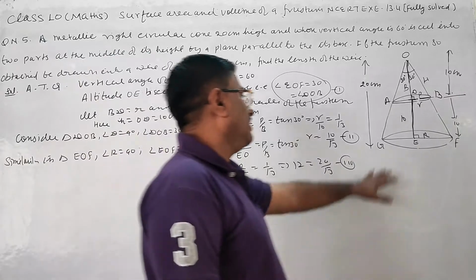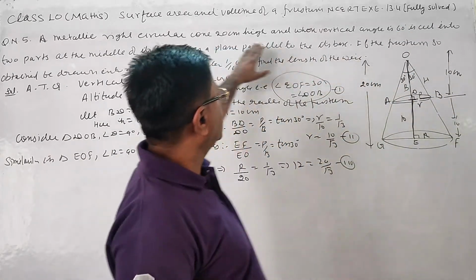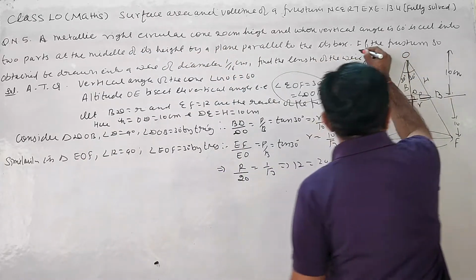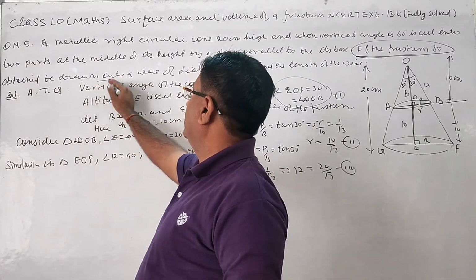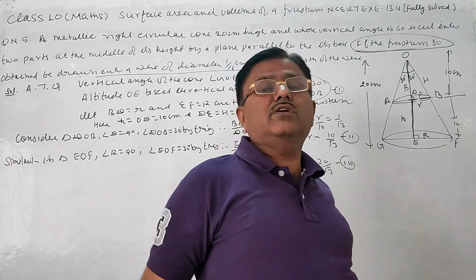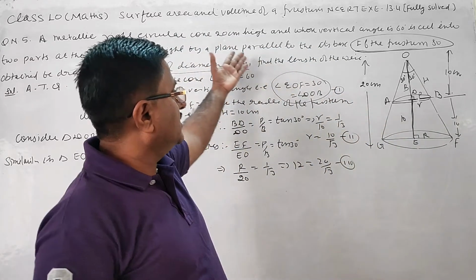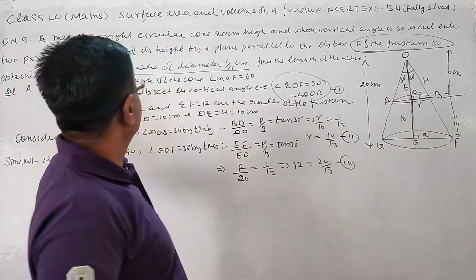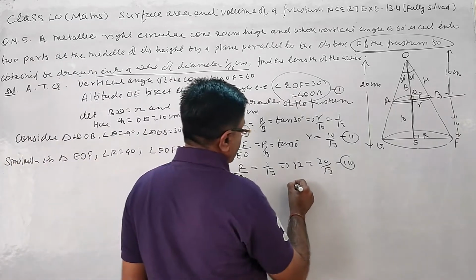So now we get all the dimensions of this frustum, because our condition depends on the frustum only. The question says the frustum so obtained is drawn into a wire of diameter... The key point of conversion of solids we have already seen in the previous exercise: the volume of the frustum so formed is equal to the volume of the wire drawn. That's why we need the volume of the frustum.